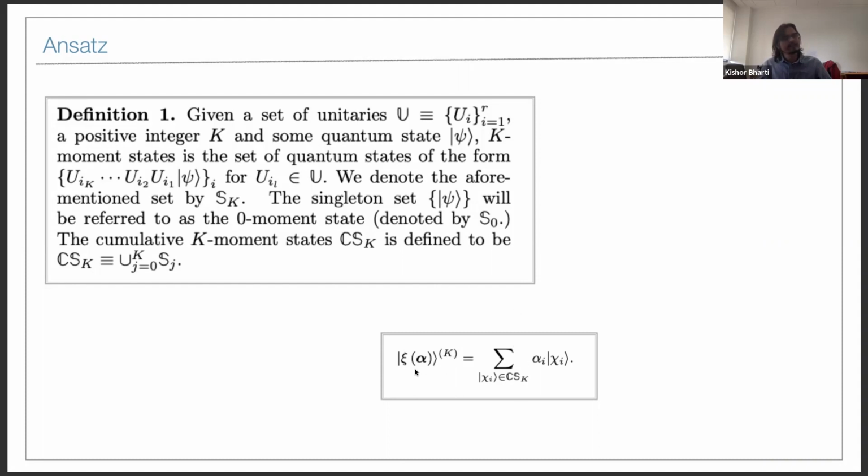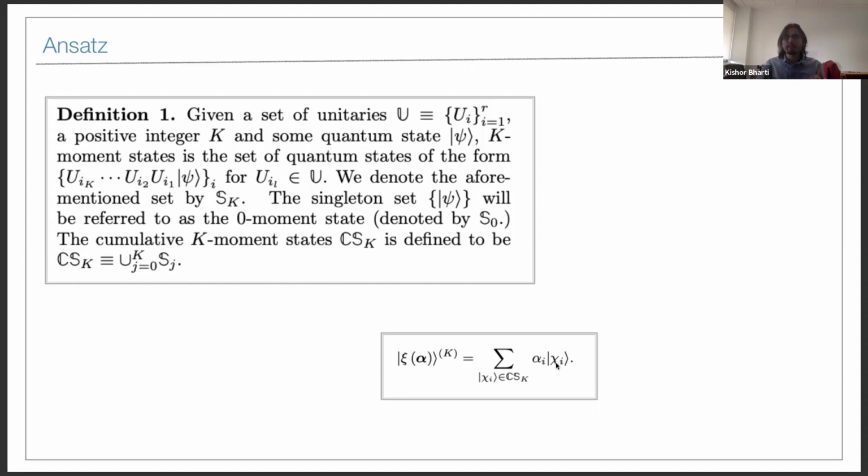And what you say is that your ansatz with a particular value of k can be written as a linear combination of cumulative k moment states. Now notice that if these unitaries are, let's say, tensor Paulis and all, then all of the quantum states are Pauli related to your quantum state psi, because a product of Pauli strings is a Pauli string up to a phase factor of plus or minus 1 or plus or minus i, which can be classically computed.